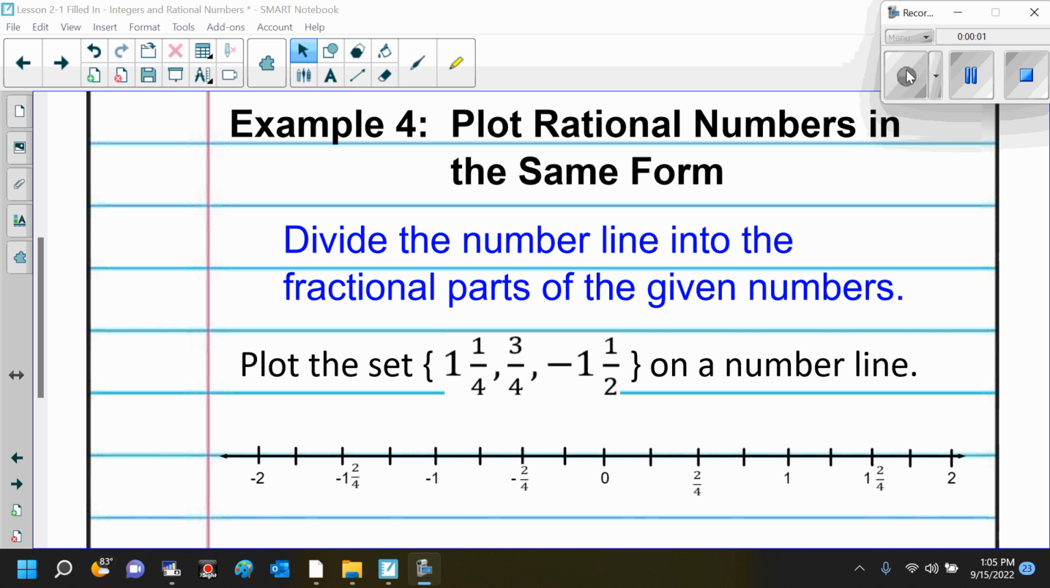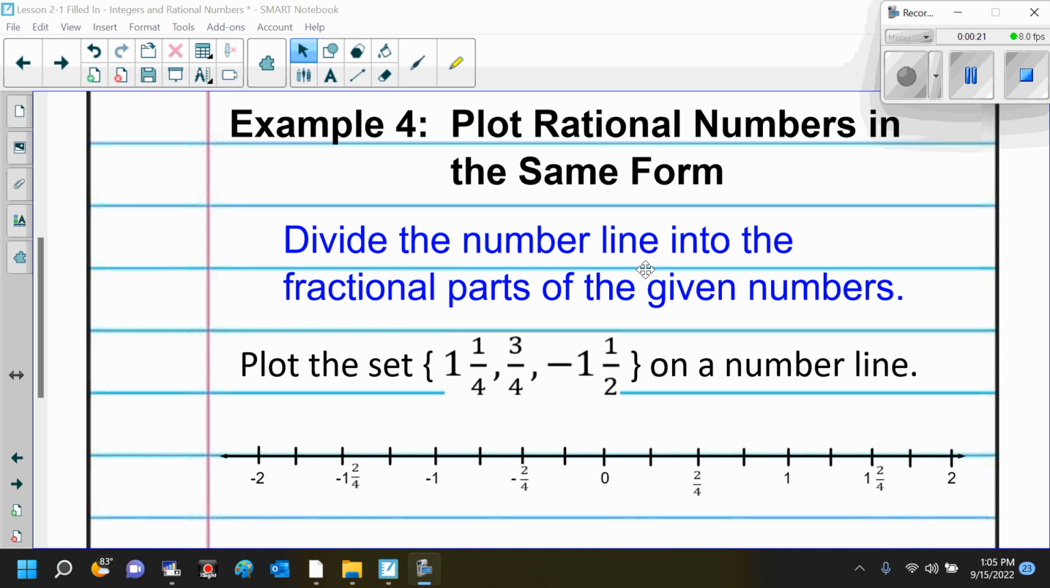This is a continuation of lesson 2-1, which is integers and rational numbers. So this is example 4 for lesson 2-1. Example 4 says plot rational numbers in the same form. Make sure you write down your heading and write down this part in blue.